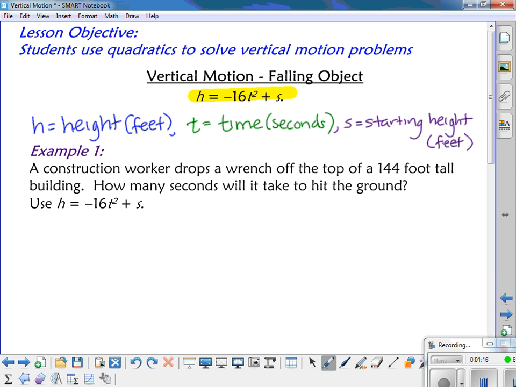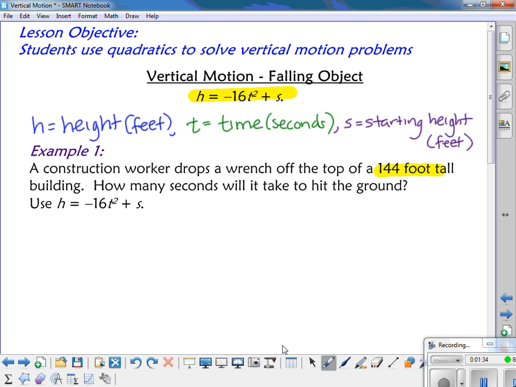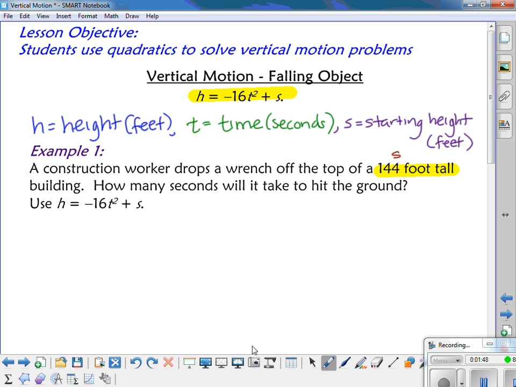So if I look at example 1, a construction worker drops a wrench off the top of a 144-foot tall building. How many seconds will it take to hit the ground? I need to figure out what's h, what's t, what's s. He dropped a wrench off of a 144-foot tall building. So which one do you think that is? It's either the height or the starting point. It's where he starts, right? It started at 144 feet. So that's going to be my s.